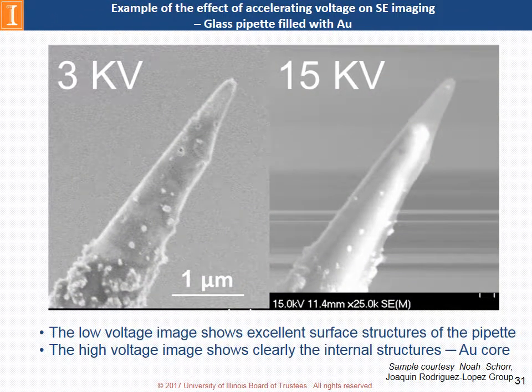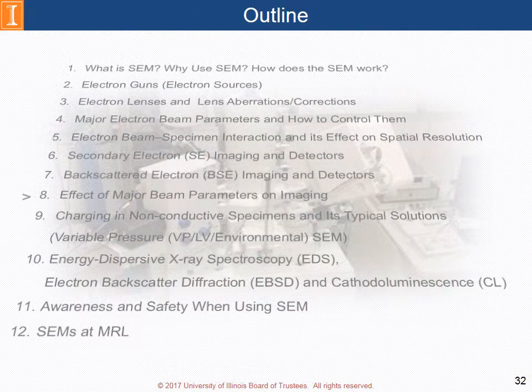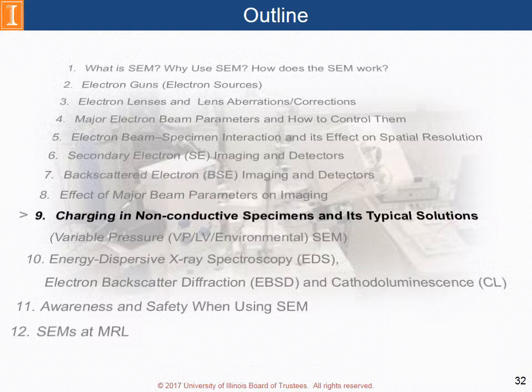Here is another good example of the effect of accelerating voltage on imaging. This is a pipette filled with gold. The 3 kV image shows excellent surface fine structures of the pipette. The 15 kV image clearly shows the internal structure, which is a gold core in this case. Let's move to the next topic, charging in non-conductive specimens and what to do.